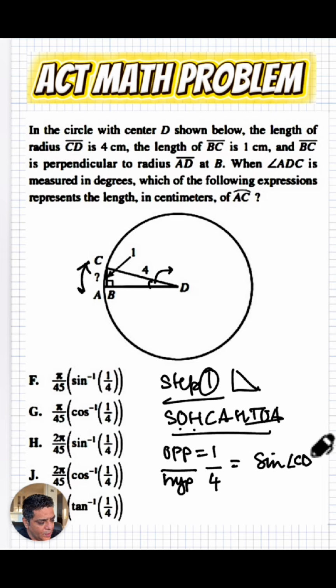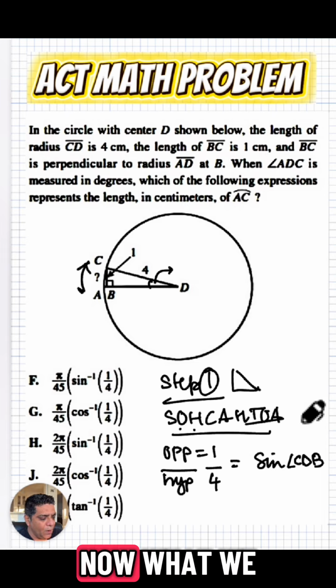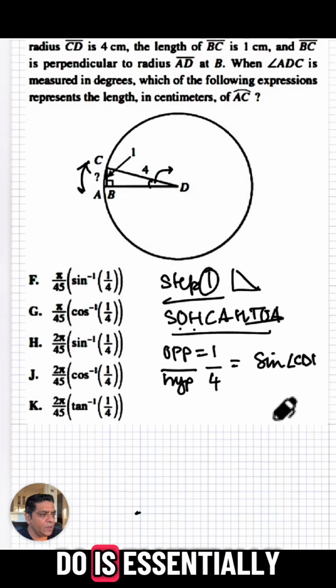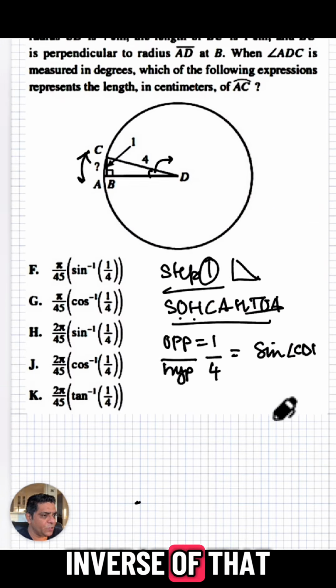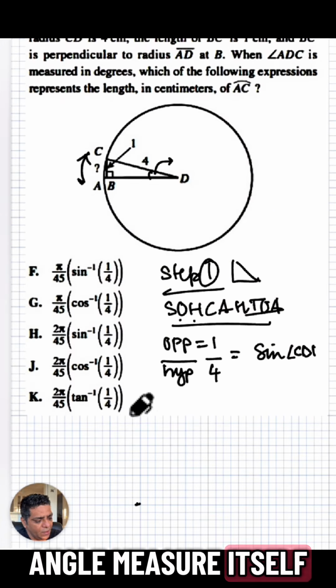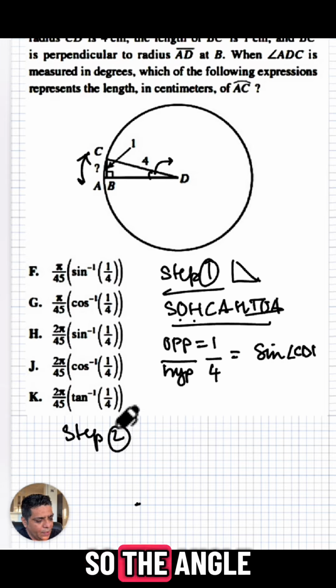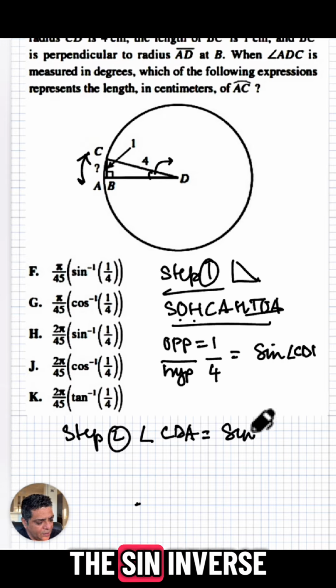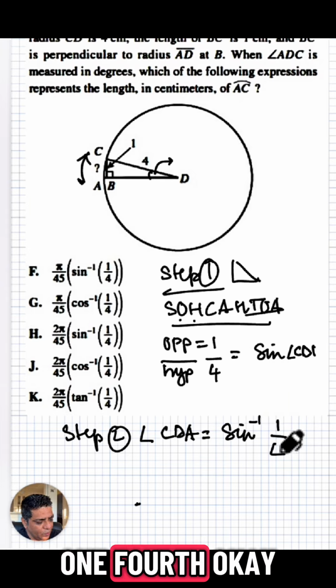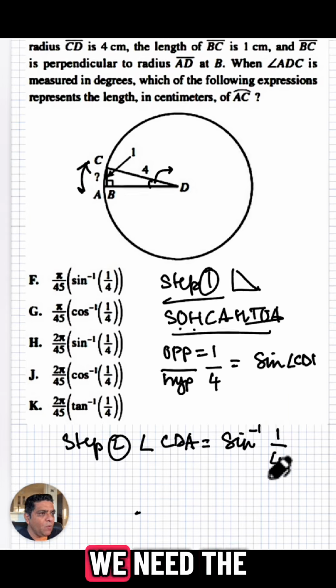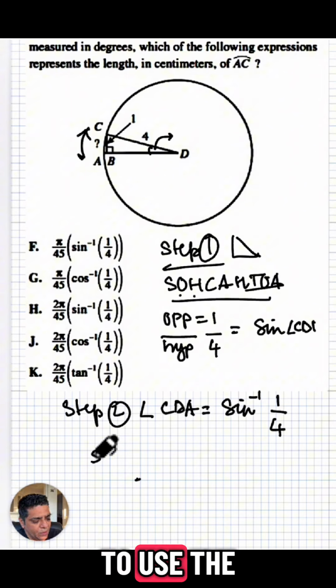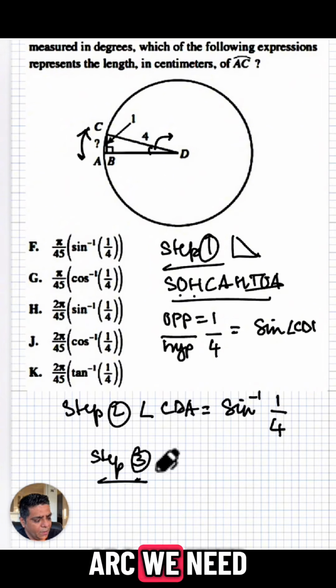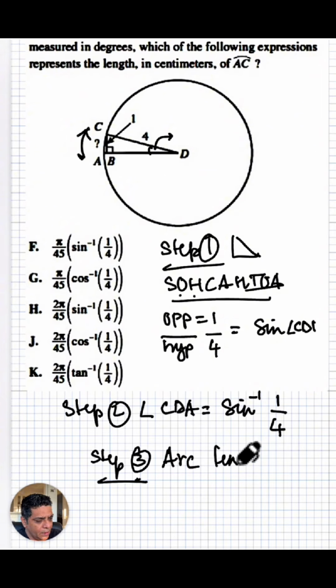Okay, all right. Now what we are going to do is essentially just find the inverse of that to get the angle measure itself. So the angle measure CDA is just simply sine inverse 1/4. Okay, all right. So now we need the arc length. So we're going to use the arc. We need the arc length.